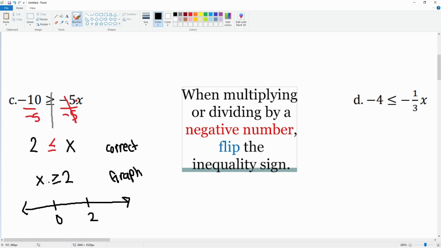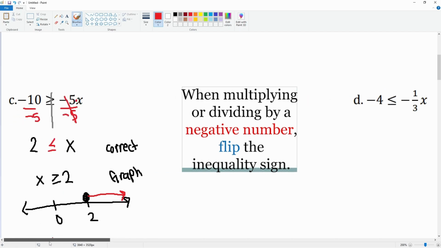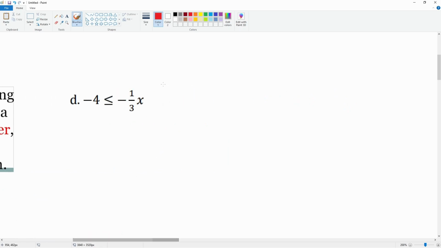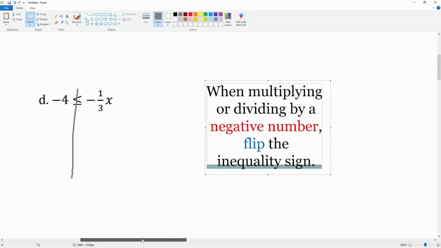This reads x is greater than or equal to 2. So close it, and it's greater than, so I just go to the right. That's the reason why. Both answers are correct. I prefer graphing it with the letter on the left. Okay, let's take a look here. Let's draw a number line down. That's just to remind you.